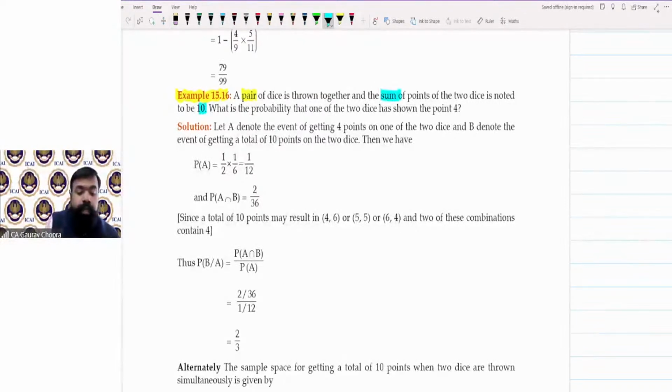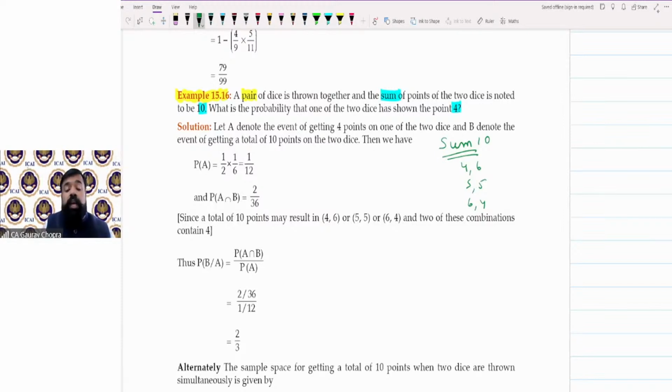Sum is 10. What is the probability that one of the 2 dice has shown the point 4? So what we require is point 4. This can be done very easily. If we require sum 10, how many possibilities are there for getting sum 10? It can be 4 and 6, 5 and 5, and 6 and 4. So 3 possibilities are there.